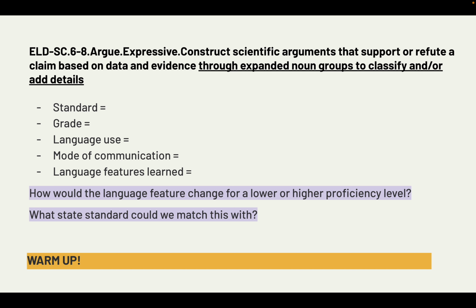What's the grade level? What's the language function, and what's the language domain or expectation? What language features are being learned or taught? As a bonus, if you want more practice, consider how the language feature would change based on proficiency, so going to that proficiency matrix, as well as the state standard that would best match with this.